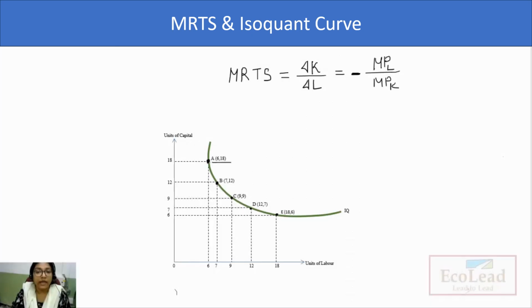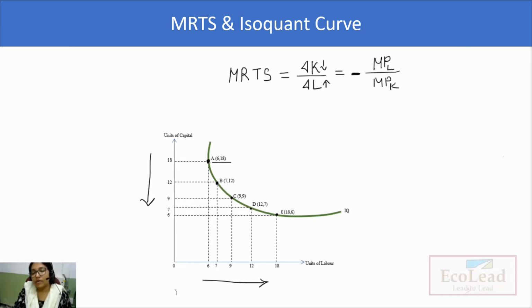What does it mean? It means that if you are on the same isoquant curve and want to increase the amount of one factor, you have to decrease the units of the other. That can also be shown by this ratio, del K by del L. If you are increasing del L, then you have to decrease the capital.